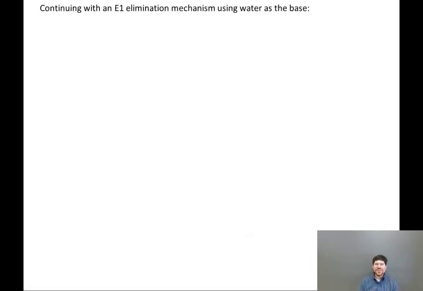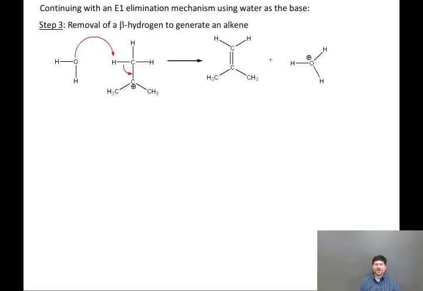So let's continue with the E1 elimination mechanism using water as the base. So step 3 now will be removal of a beta hydrogen to generate an alkene. And notice you need an arrow going from the oxygen of the water to the beta hydrogen, and then another arrow going from the beta carbon-hydrogen bond to forming the carbon-carbon double bond. And the byproduct of this reaction now, when you protonate water, is H3O+.